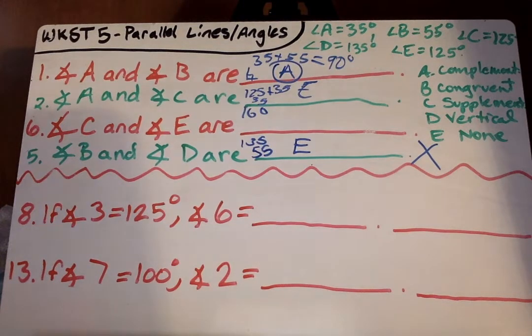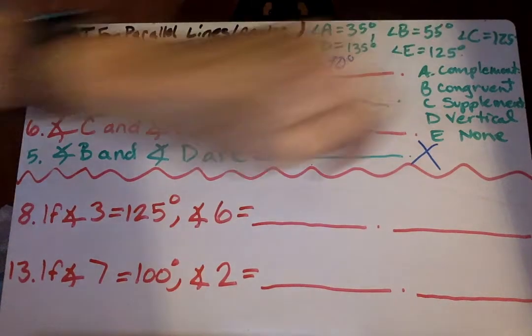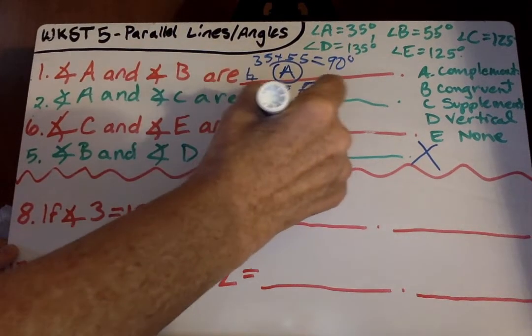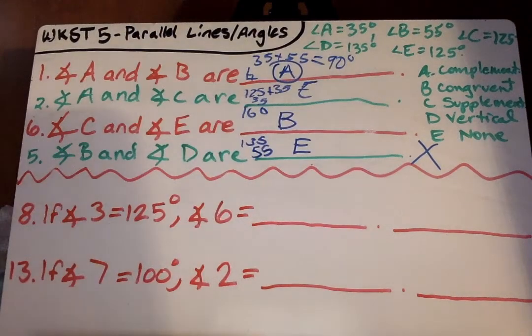Anyway, number 6, angle C and E. C is 125, E is 125. So I can say B, they are congruent. Okay. I'll let you do 3 and 4, and I'm going to jump down here to number 8. For questions 7 through 17, use the figure to the right.